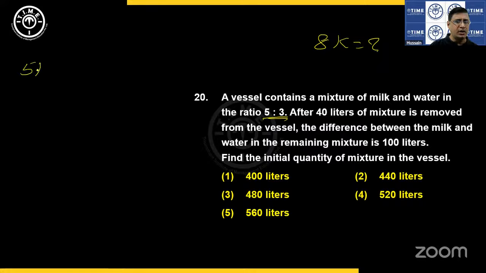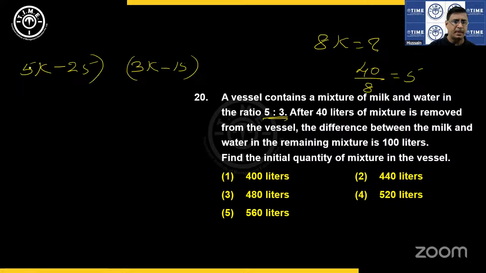So 5k and 3k. 40 liters of the mixture is taken out, which means in this 40 liters, milk and water will be in the ratio 5:3. So total parts is 8. So what is the one part? 5. 5 into 5, 25. And what about the next one? 3k minus 15, that is 3 into 5.